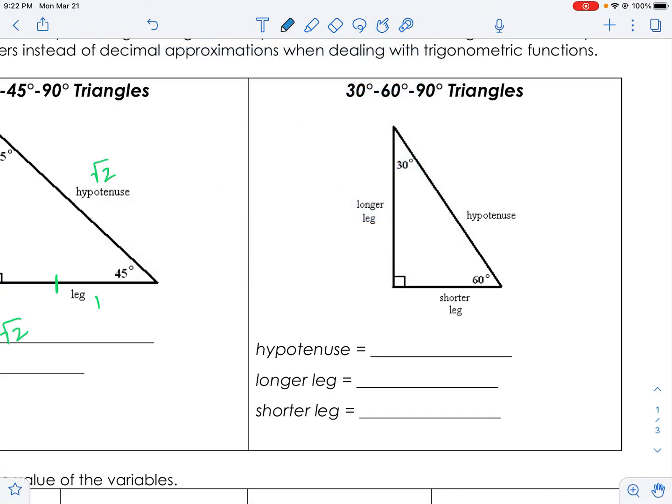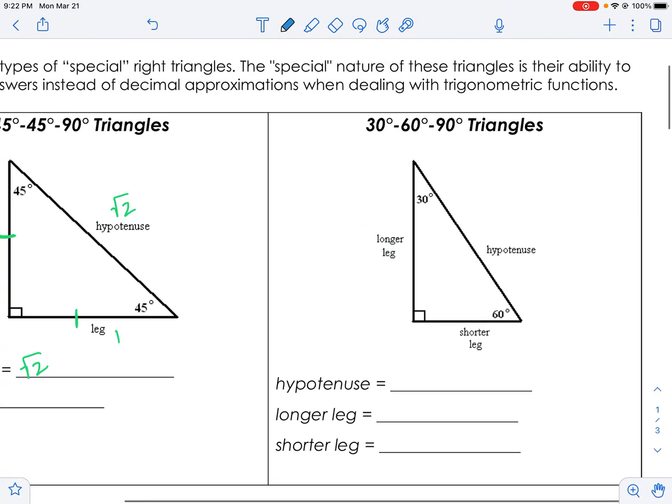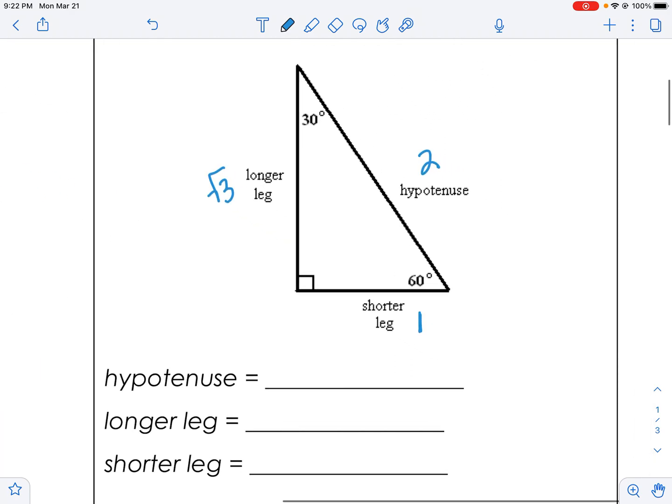30, 60, 90s are our other special right triangle, and they follow the rule of the shortest leg is 1, the longer leg is root 3, and your hypotenuse is 2. Now, you can tell which side is the shortest and which side is the longest by Hinge Theorem.